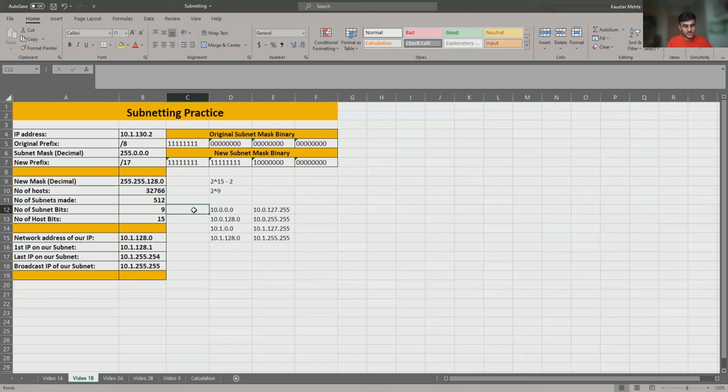So this is the first subnet. This will be the second subnet. This will be the third subnet, and this will be the fourth subnet. And then you go onwards to the last one. Yeah, so that was it for these exercises.